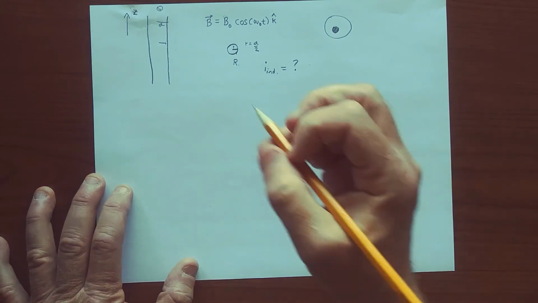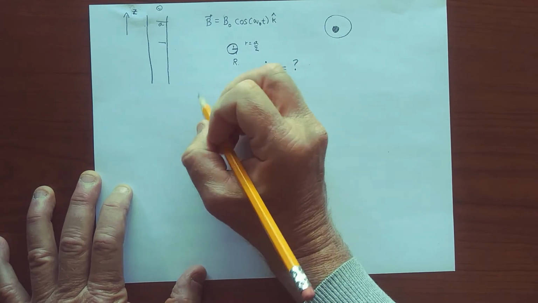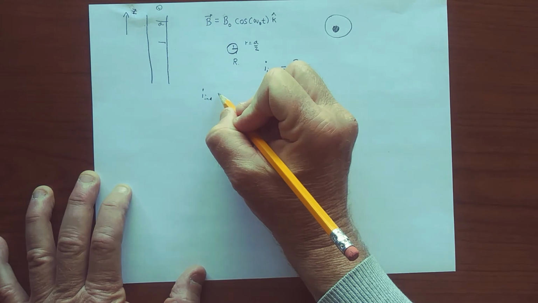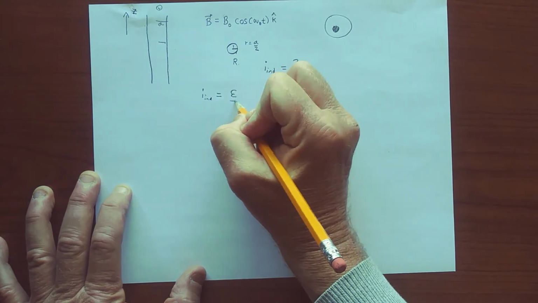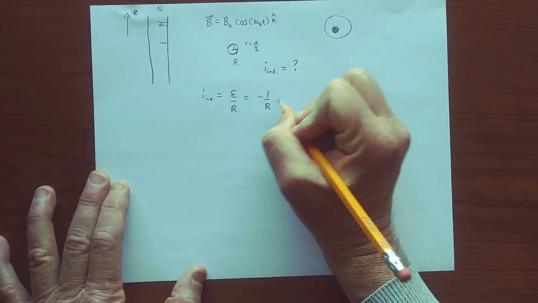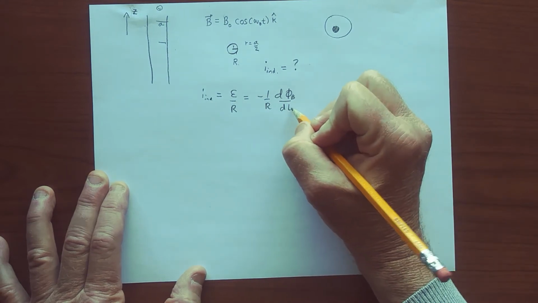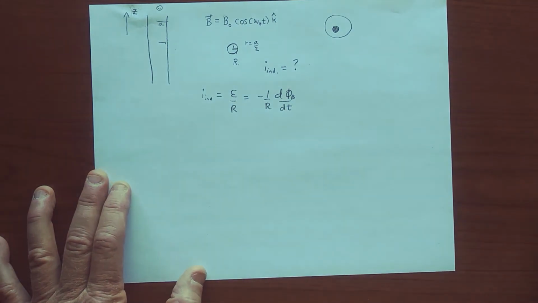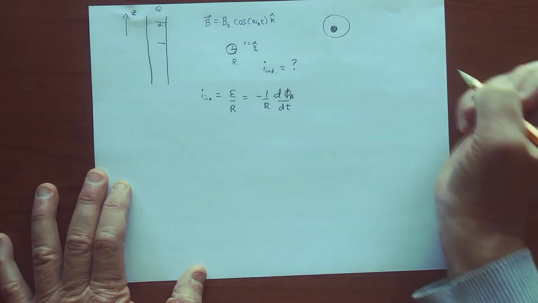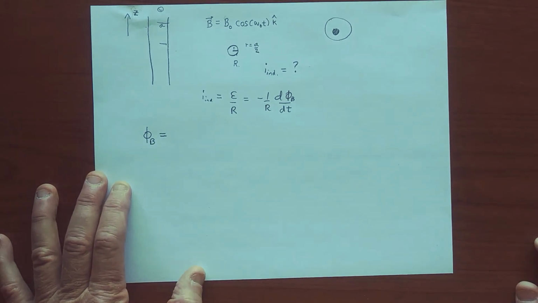Okay, so right, the induced current, if the loop obeys Ohm's law, is equal to the EMF divided by the resistance R, which is minus 1 over R times the time derivative of the magnetic flux, or minus 1 over R times d phi dt. And so the first thing that we need is phi. Right, what's the magnetic flux?